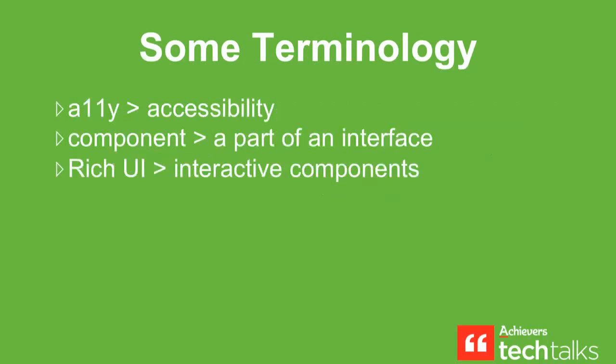Right at the top, just some quick terminology. A11Y, if you didn't know, is a shorthand for accessibility. That's because there's 11 letters between A and Y. Obviously, a developer came up with that. Component is a term I'm going to be using throughout. And in the context of this presentation, all that means is a single part of an interface, whether that's a form element or a slider or something like that. And the term rich UI, I'm using as basically anything that isn't just content you read.